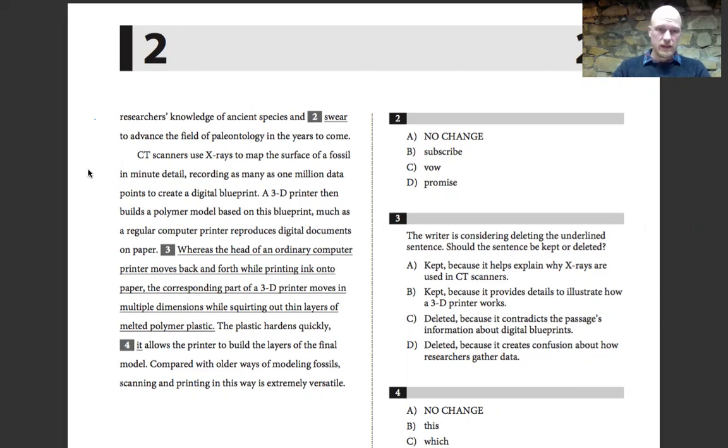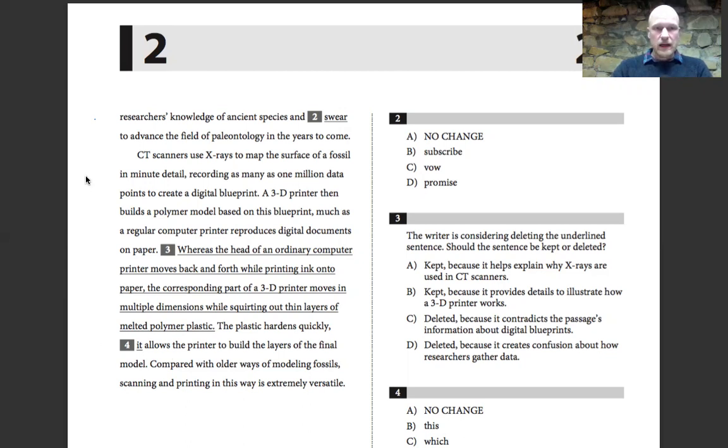Now let's look at the paragraph. And forgive me while I read the paragraph aloud. I hope this is not too terrible. CT scanners use X-rays to map the surface of a fossil in minute detail, recording as many as 1 million data points to create a digital blueprint. A 3D printer then builds a polymer model based on this blueprint, much as a regular computer printer produces digital documents on paper. And I'm going to skip this sentence. The plastic hardens quickly, which allows the printer to build the layers of the final model. Compared with older ways of modeling fossils, scanning and printing in this way is extremely versatile.